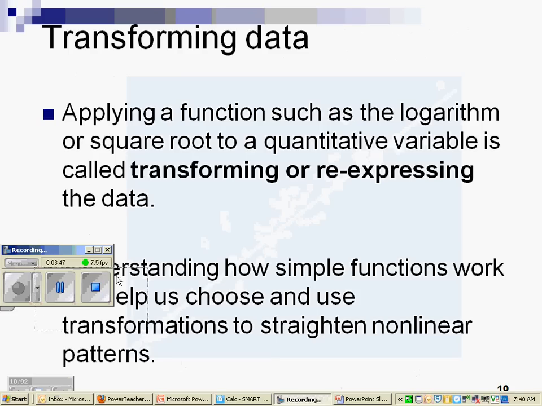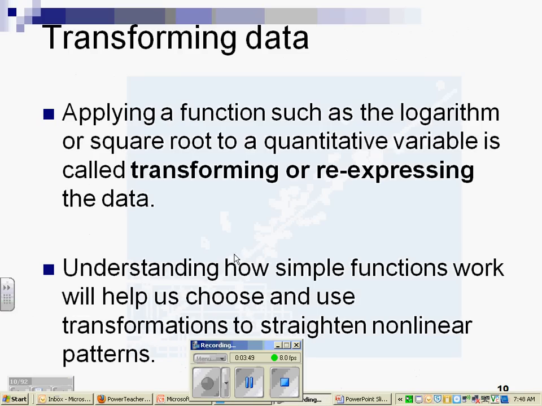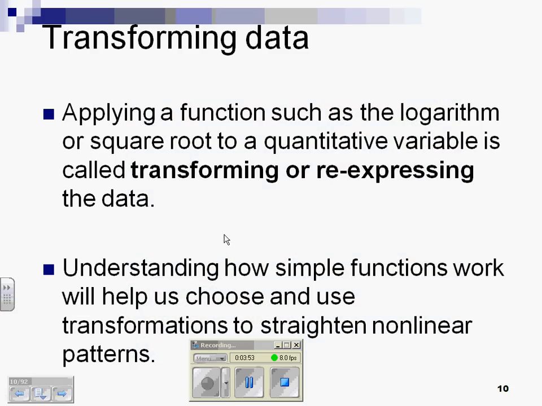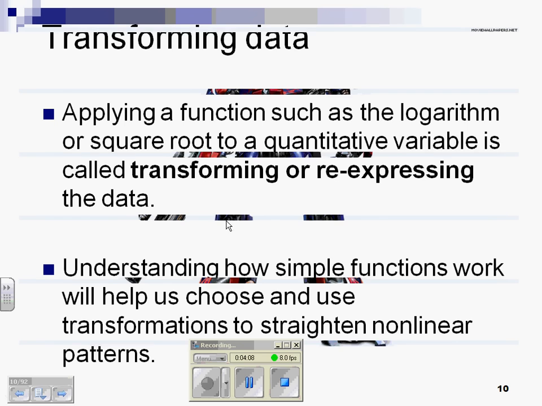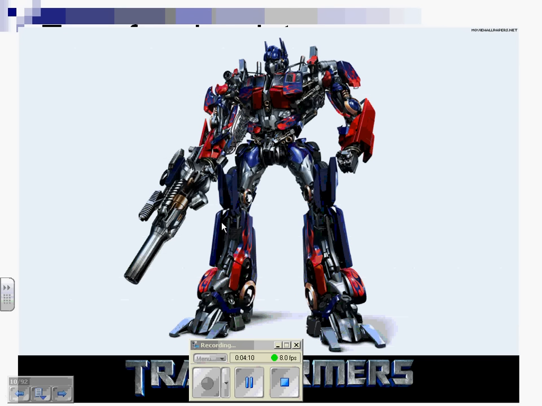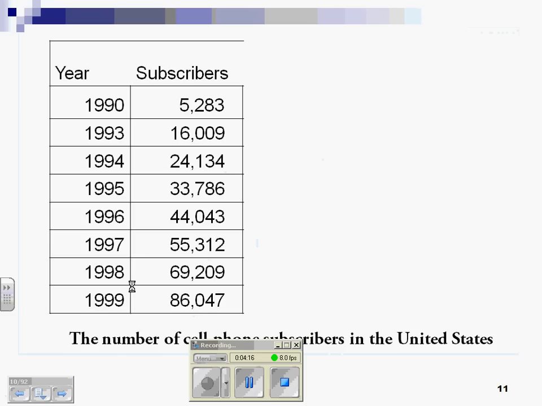Transforming data. Applying a function such as a logarithm or square root to a quantitative variable is called transforming or re-expressing the data. Understanding how simple functions work will help us choose and use transformations to straighten nonlinear patterns. So we have to know how the basics work. We are transforming the data into a linear model from a nonlinear model.